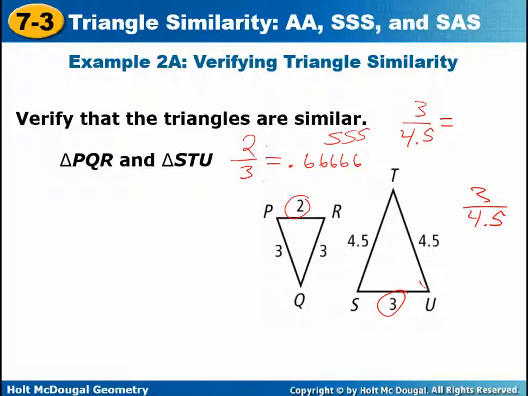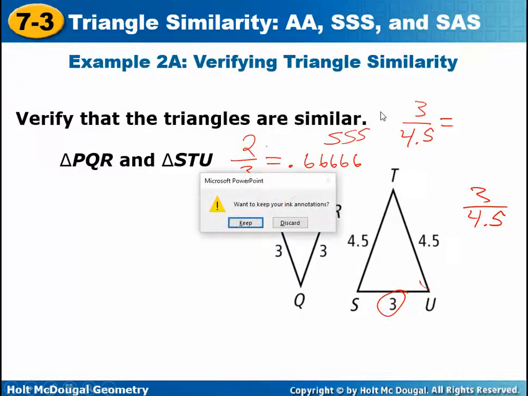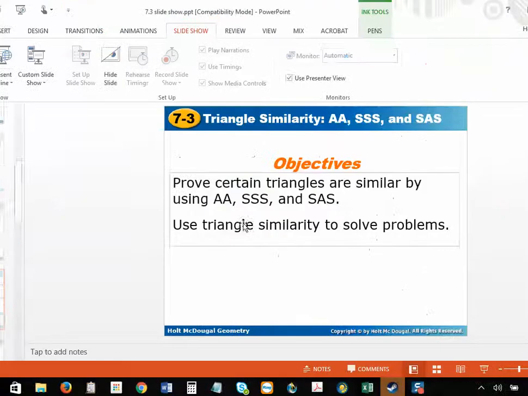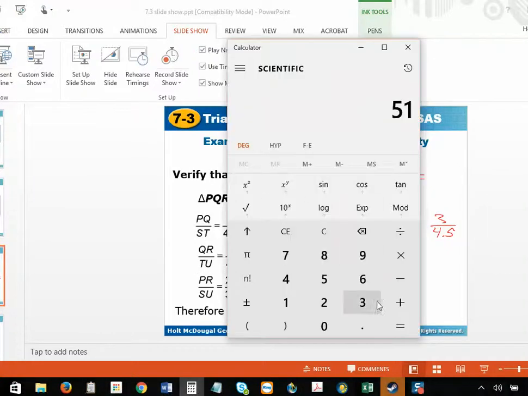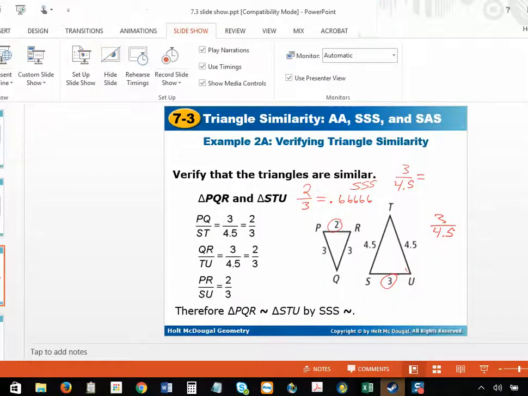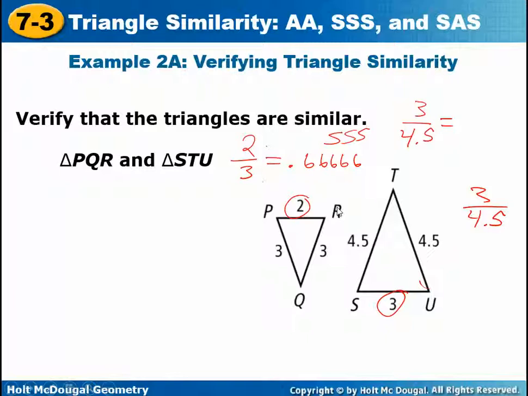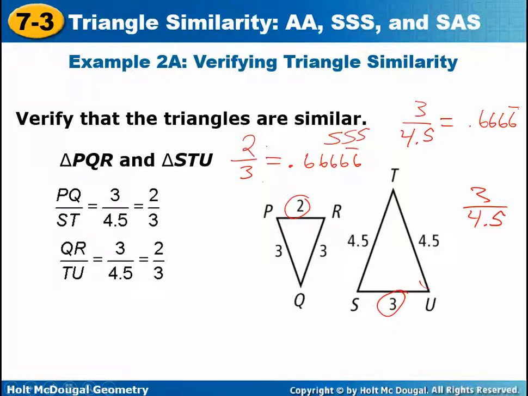Okay. When I do this, it's going to go out of the thing for a minute. So let me pull my calculator up. 3 divided by 4.5 is 0.66666. Same thing, see? 2 divided by 3. So that's one way to check if you have the same similarity ratio: you can change them to decimals. Since both of these were able to be written as the same decimal, then you know that they are similar. And they are similar by side, side, side.